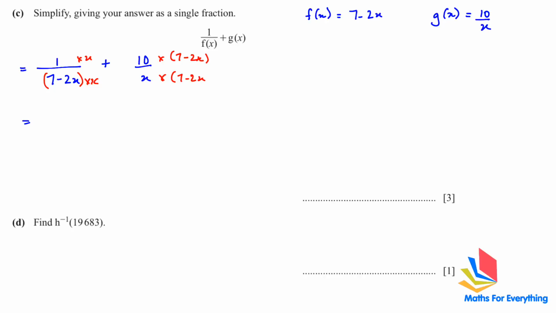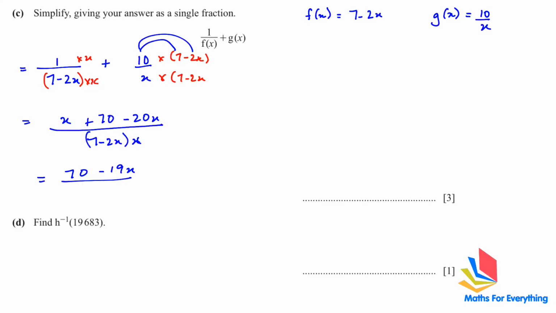Now that part is done, so we have a common denominator, we can write it as 1. So 7 minus 2x multiplied by x. No need to expand the bracket. And now we'll solve the numerator part. 1 multiplied by x will give us x, and 10 multiplied by 7 is 70. 10 multiplied by negative 2x will give you negative 20x. Add the like terms together. x minus 20x will be negative 19x over x, 7 minus 2x. So that's our answer.